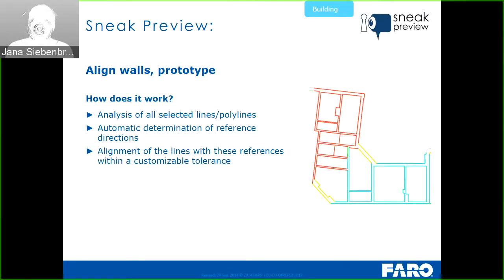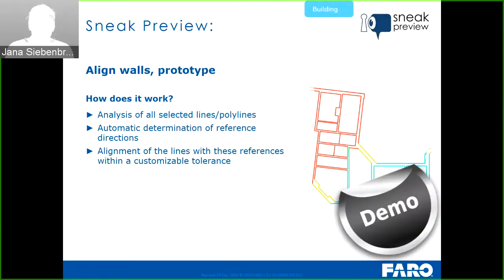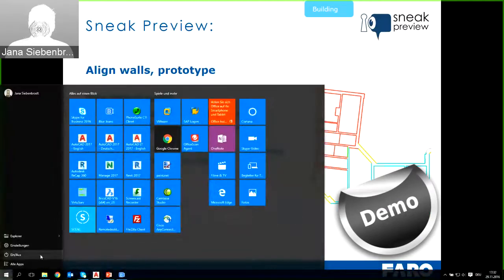The tool works as follows. First, you select all the lines that you want to align or make perpendicular, and the tool then analyzes those lines and polylines, determines the reference directions, and then aligns the lines with these reference directions within a customizable tolerance. The best way to give you an idea of the tool is maybe a demonstration again. And we go back to AutoCAD here.